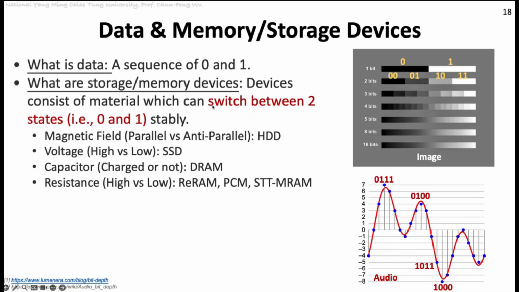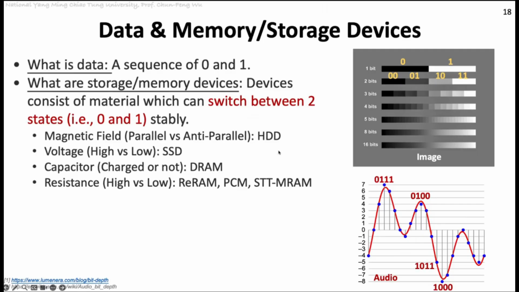Then the question is how to store these 0s and 1s in the storage device or memory device. A device usually consists of material which can switch between 2 states stably. They can be memory or storage devices. The reason to switch between 2 states is because we are going to represent 0 and 1. So if one material can be switched between 0 and 1 stably, then it can represent one cell, no matter whether it's a storage cell or a memory cell.